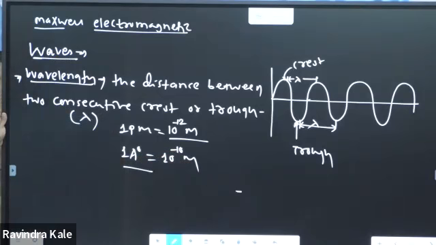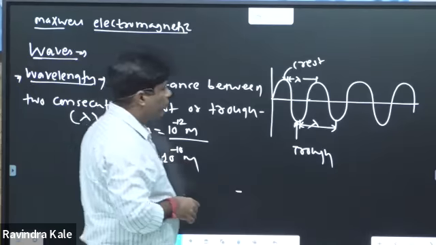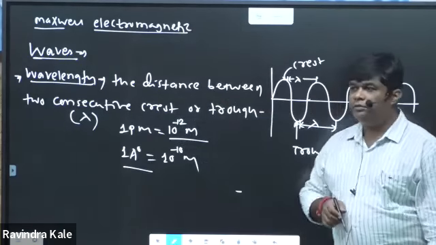So what is wavelength? The distance between two consecutive crests or troughs is called the wavelength. This is the meaning of wavelength.